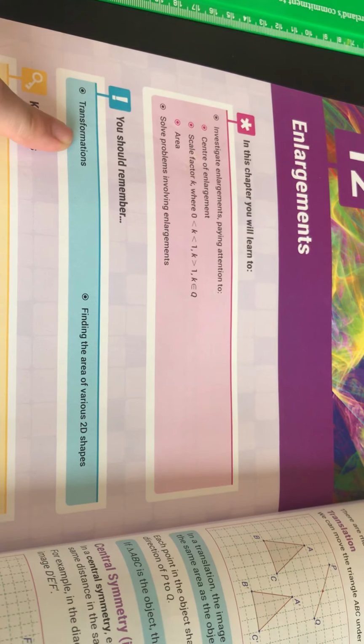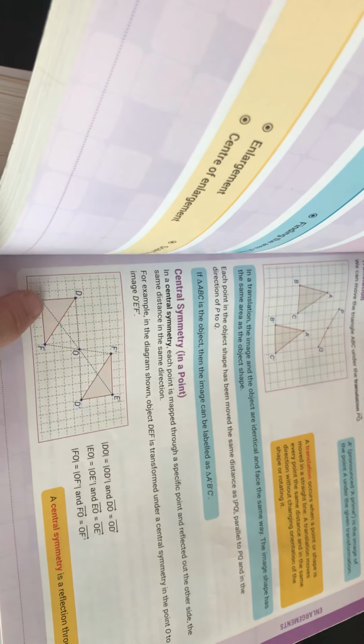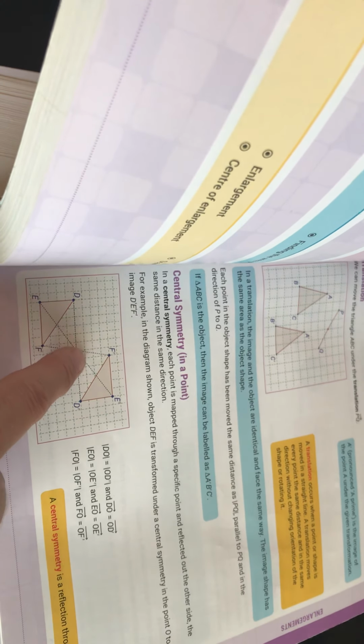Just a revision of your junior cert stuff. You have transformations. So your various transformations are translation. You pick up an object and you move it. Central symmetry is where you maybe take a point, you go through a center point and out the same distance the other side.